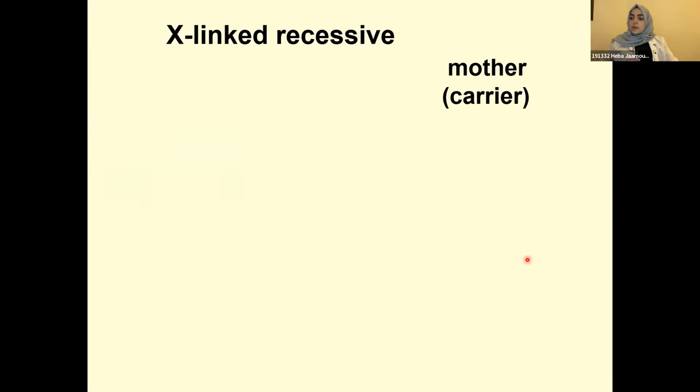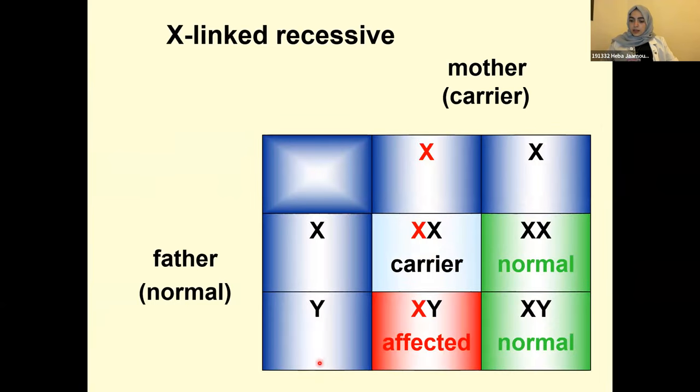Exactly. Let's say we have a mother that's a carrier and a father that's normal. So again, the XY is normal and the XX has one X that's affected. For the sons first, there's a 50% chance of them being affected. Because again, the sons get the Y from the dad. The Y is perfectly normal, no problem. And then from the mother, there's a 50% chance that they get the normal X, and a 50% chance that they get the mutated or abnormal X. So overall, there is a 50% chance that they are affected.